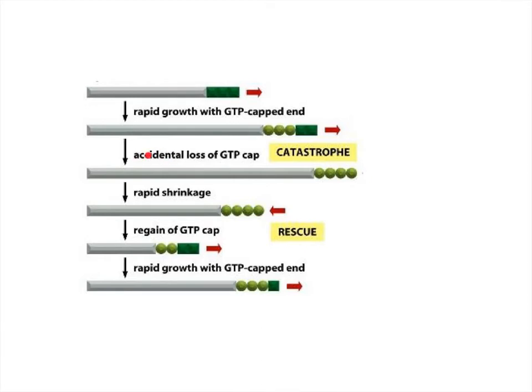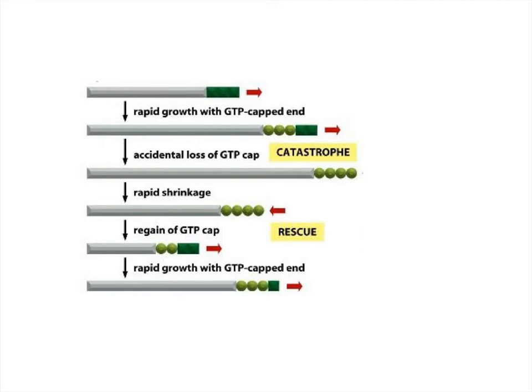Now, if there's an accidental loss of the GTP cap, due to chance by dynamics within the cell, they call that a catastrophe. Again, dramatic. So now the GTP cap is gone, and basically this leads to rapid shrinkage. Then, at some point, as we know from dynamic instability, this microtubule could start to grow again.